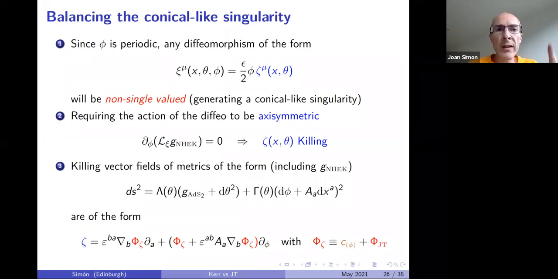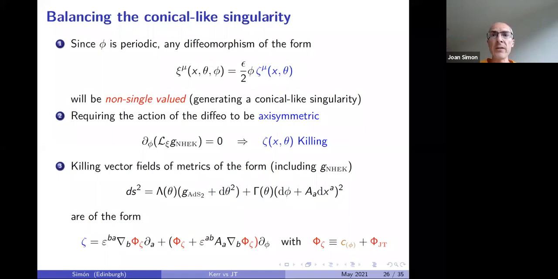The idea that we had is the following. Imagine that you consider a diffeo generated by this vector field. It depends on the AdS2 coordinates, theta, and also the U(1) phi. If I consider a vector field that has non-trivial dependence in phi, since phi is periodic, this vector field will generate some perturbations which will typically not be single valued. In particular, if we consider something that is linear in phi times some arbitrary vector field on AdS2 and theta, this is enough to generate something that is non-single valued.